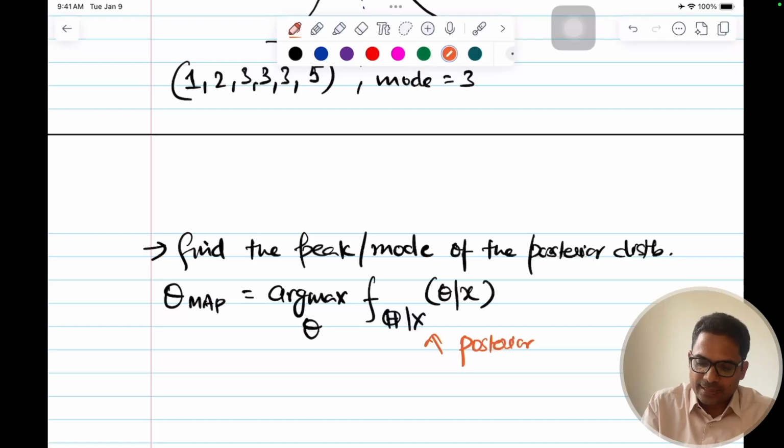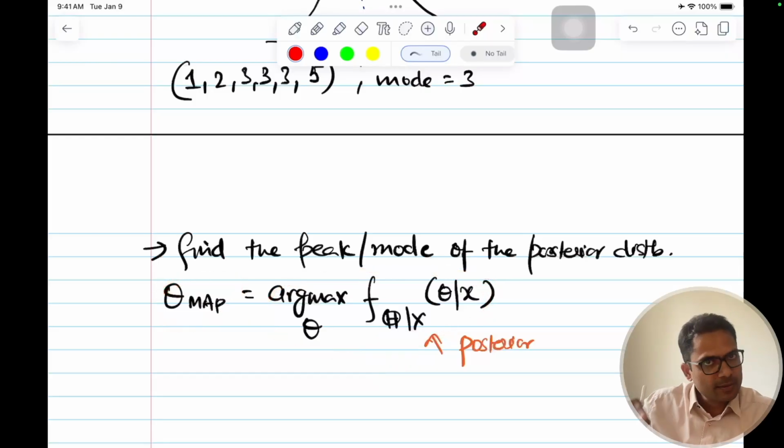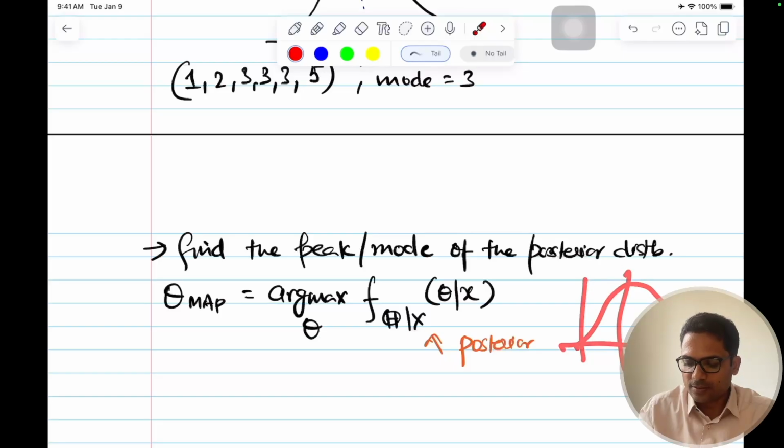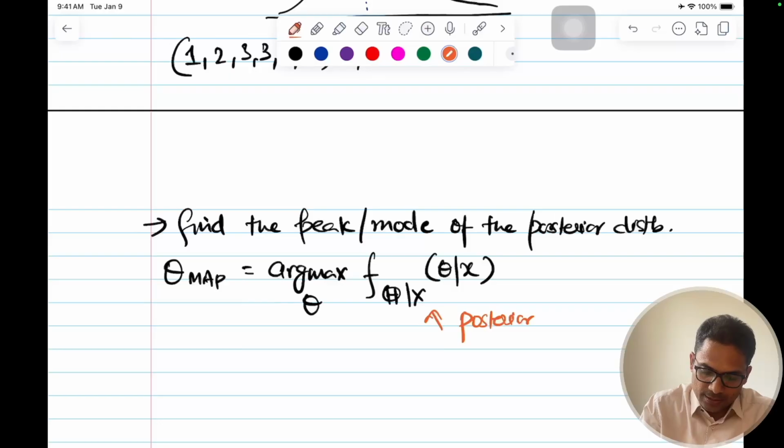So I have to find that theta which will maximize this, and this maximum would be around the peak of that posterior distribution, wherever I get, like this. It can be this way, then this is here. So I have to find that peak. How will we do that? Let's see now. This is for the continuous case.